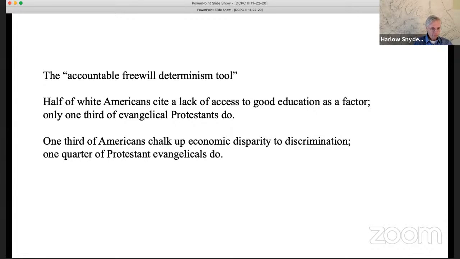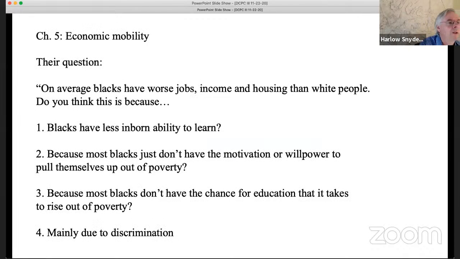So most Americans and most Protestant evangelicals were reluctant to say, yeah, blacks have less inborn ability to learn, right? No one tended to favor that, although something like 10% of people did offer that, which even that, one out of ten, I think is very high. And similarly, for the answer that most blacks just don't have the motivation, the willpower, there was a higher incidence of that answer, but that too was relatively low.